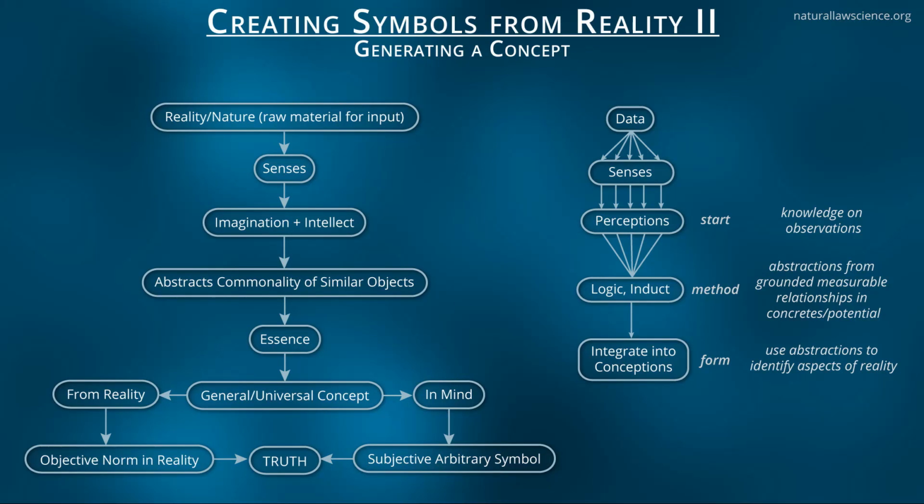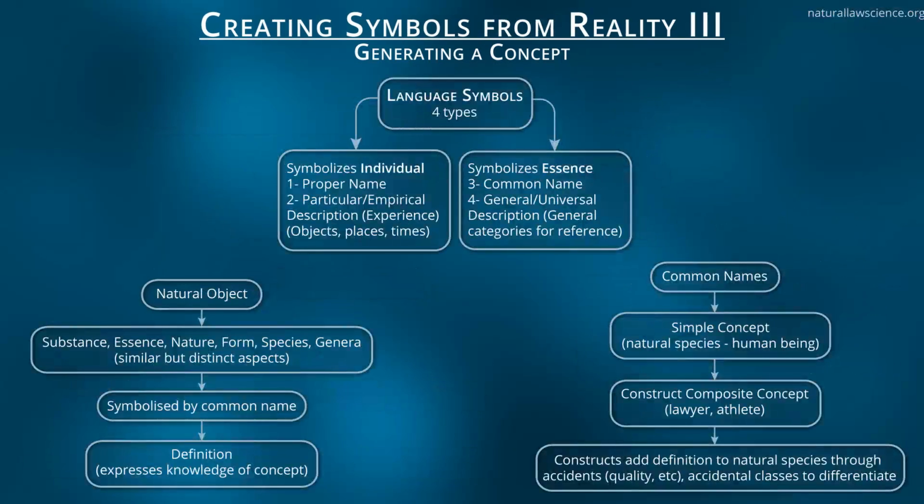Image number 7, part 3 of creating symbols from reality, generating a concept. So these 3 infographics were just different flowcharts, different ways of representing how we create symbols from reality.